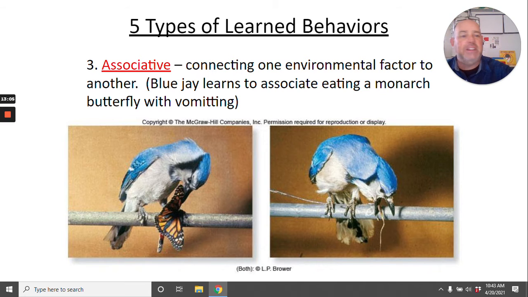Associative, this is just connecting one environmental factor to another. So you want some food if you're the blue jay, and he's going to go eat a monarch butterfly. The problem is they are not very good for the blue jays, and so now you see the blue jay vomiting over here. So do you think he'll ever go after another monarch again? Probably not. This is also why a lot of other butterflies that are not monarchs look like monarchs. There's lots of orange and black butterflies that are not poisonous to birds, and so that's how they mimic it, and they get to not be eaten.